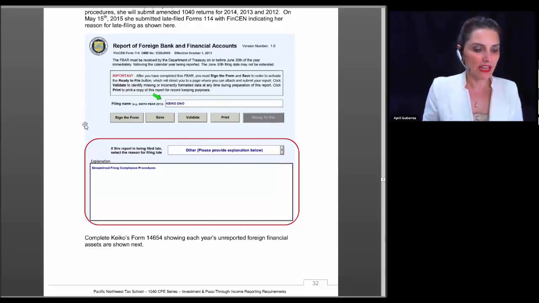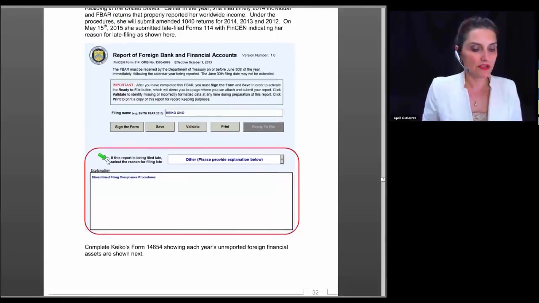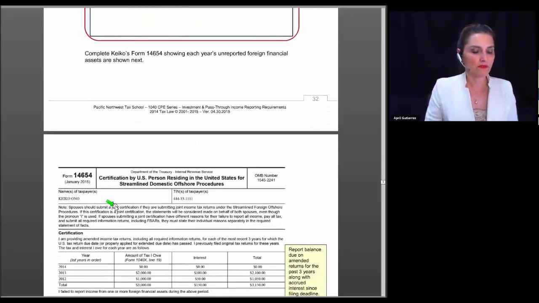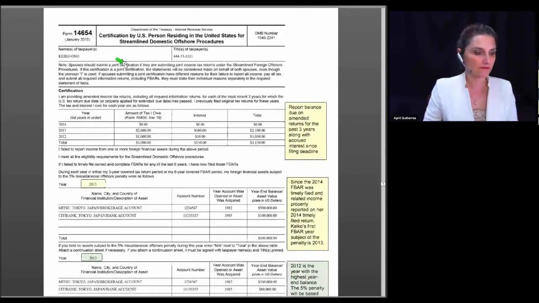I've given it a filing name of Keiko Ono. This is literally the front page of the form. It asks, if this form is being filed late, select the reason for filing late. I selected other, and then in the explanation section here, I typed streamlined filing compliance procedures. And then we go on to complete her Form 14654 as shown next.